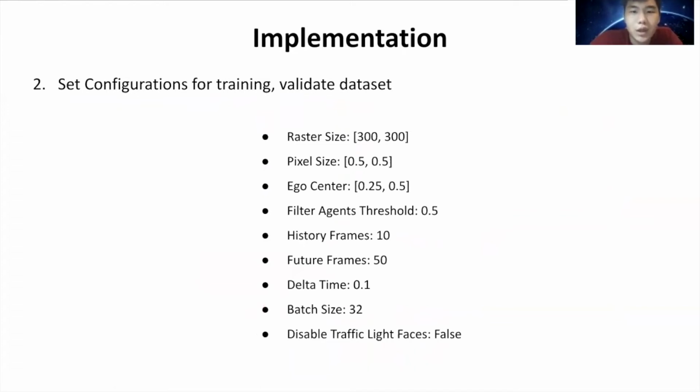Next. We need to set configurations for training and validate dataset. All these below parameters are needed to build the rasterized frame. Some parameters are very important to train a good model, like raster size, batch size, and traffic light.